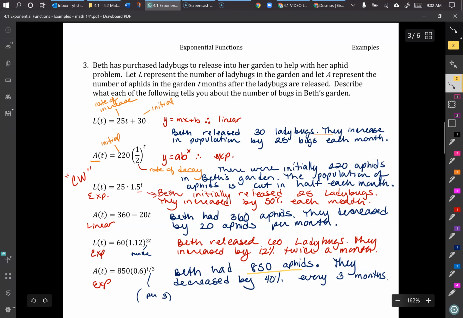She had 850 aphids. They decreased by 40% because remember, be careful not to fall into the trap of putting 60% there, because it's 100% minus whatever my decrease is that goes in for the base. And then this is number of months per every 3 months, right? So when you're dividing by 3, that means it's slowing down, right? So it's only happening every 3 months.